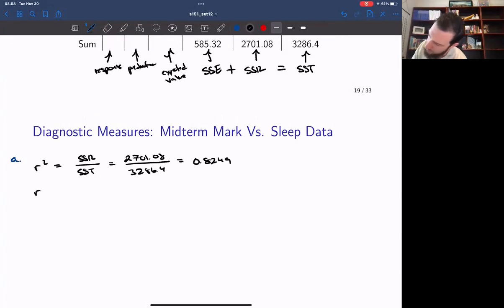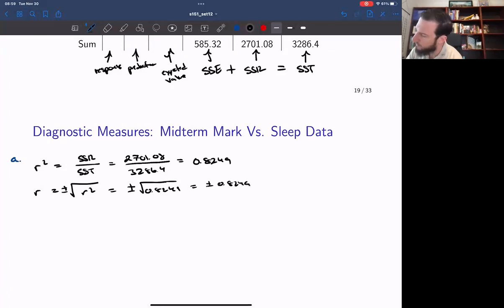And then R. We learned how to compute R earlier using its direct formula, SXY divided by the square root of SXX times SYY. But R is also just going to be plus or minus the square root of R squared. So that's plus or minus the square root of 0.8249. Okay, so now the question is, do we use a plus or minus?